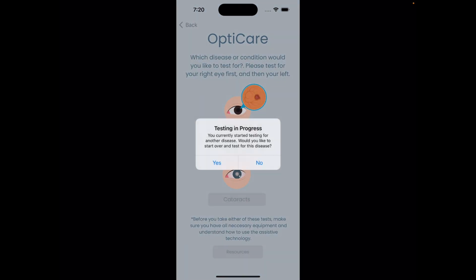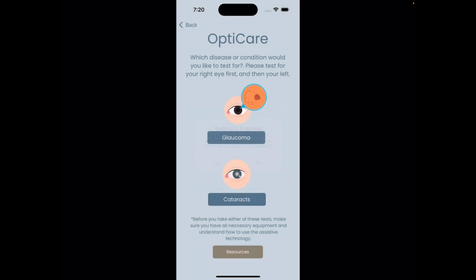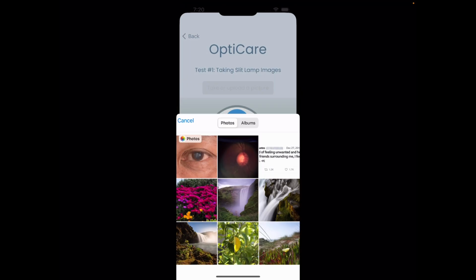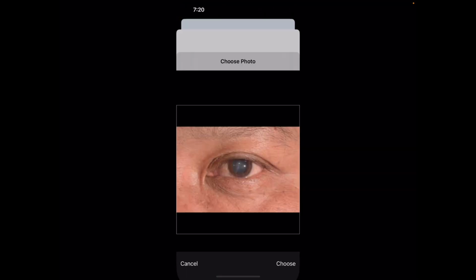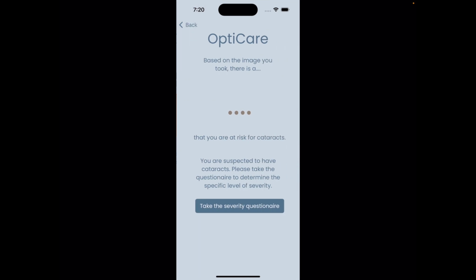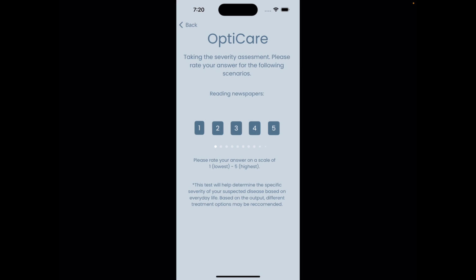Now going back, we can also help diagnose cataracts. What we can do is press yes and then take or upload a picture of our eye, as seen over here. Now we can press Analyze once again and another machine learning model is being run. In this case, there seems to be a 100% chance that you have cataracts, so you can go ahead and take the severity assessment again.